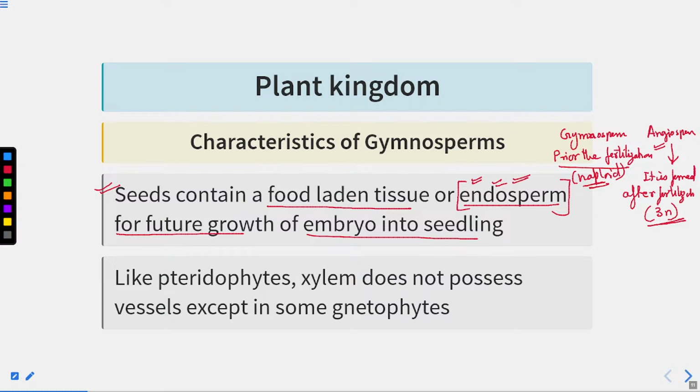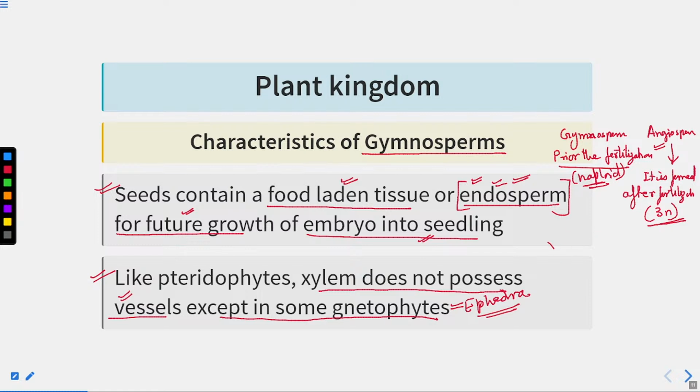So seed contains food-laden tissue that is called endosperm, and that provides food for future growth of the embryo into seedlings, right? Like pteridophytes, xylem does not possess vessels except in some gnetophytes like Ephedra. In Ephedra, this is one of the gnetophytes, they have vessels. This is the exception. But generally, the gymnosperms do not have vessels.